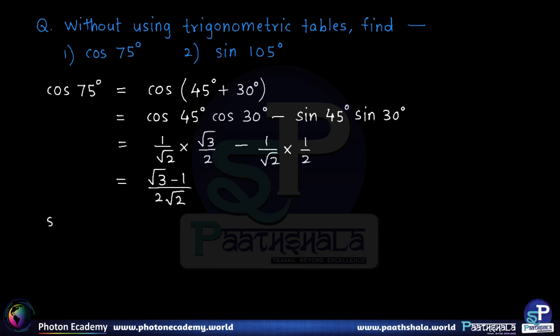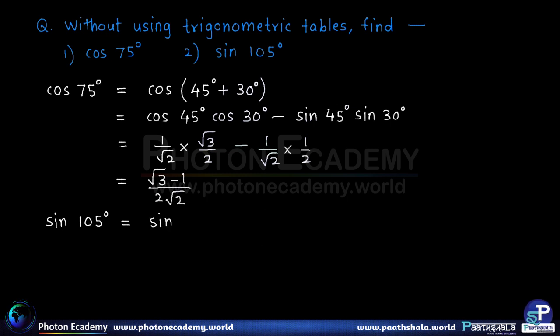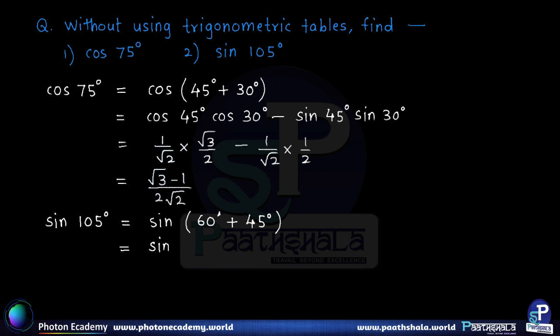Similarly, if we want to calculate sine of 105 degrees, we can write 105 as 60 plus 45, right? Both are standard known angles. So therefore here the expansion of sin a plus b is to be used. So that is equal to sin 60 cos 45 plus cos 60 sin 45.